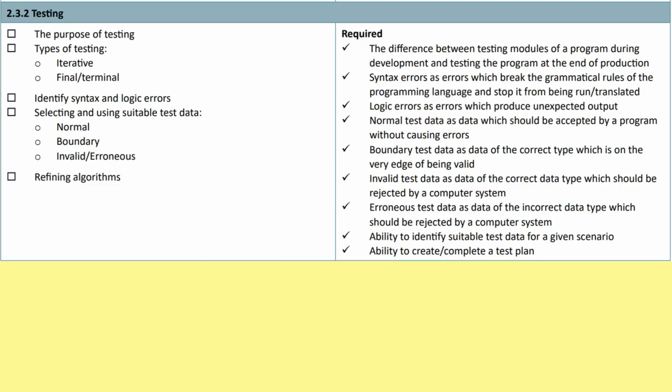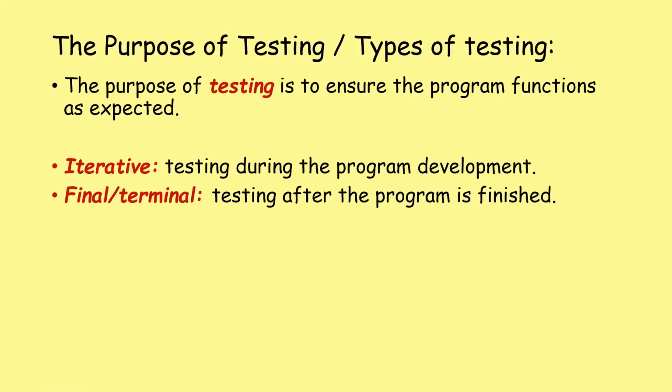2.3.2 Testing. The purpose of testing is to ensure the program functions as expected. You have iterative testing when you test during the program development, so as the program is being programmed. And then we have final testing, sometimes called terminal testing. This is testing after the program is finished.